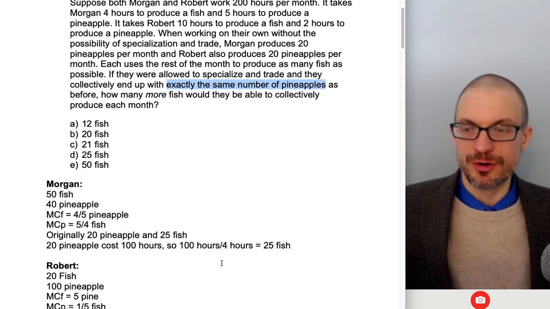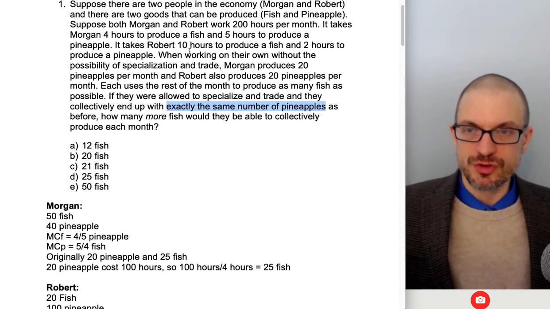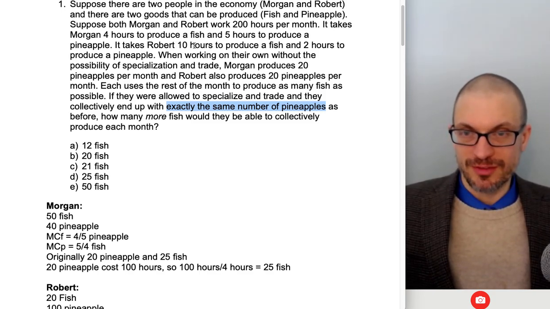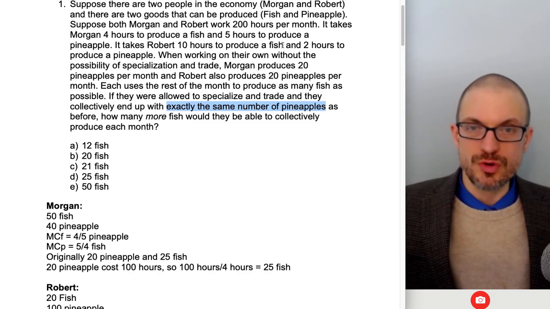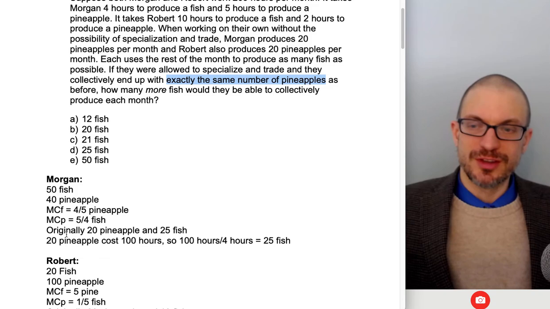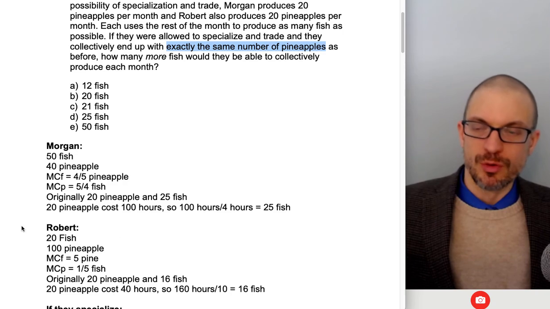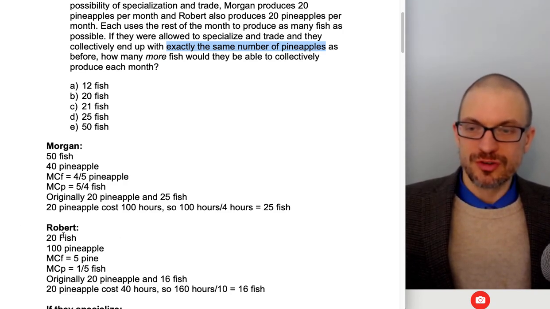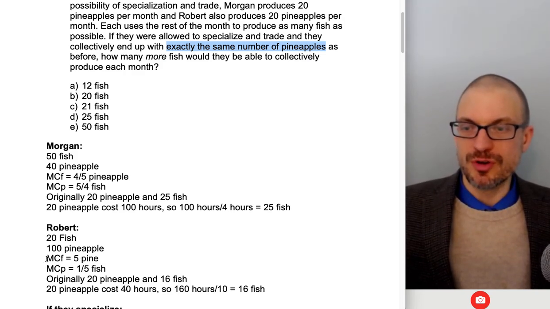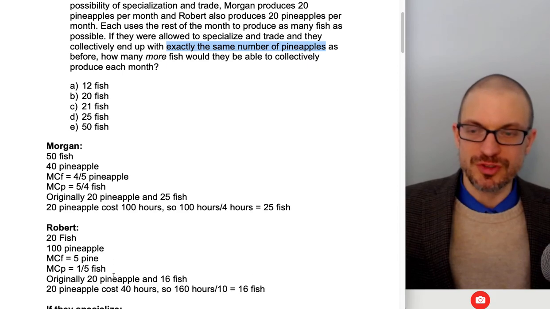Okay, what about Robert? Robert's going to give us 20 fish and 100 pineapple, because in those 200 hours, Robert could produce 200 divided by 10, or 20 fish, or 200 divided by 2, or 100 pineapple. By similar logic as for Morgan, Robert could produce 20 fish or 100 pineapple, or 1 fish or 100 divided by 20, or 5 pineapple, right? So the opportunity cost of 1 fish is 5 pineapple for Robert. The opportunity cost of 1 pineapple is 1/5 of a fish for Robert, because these have to be reciprocals.